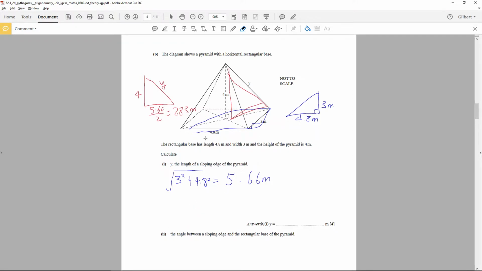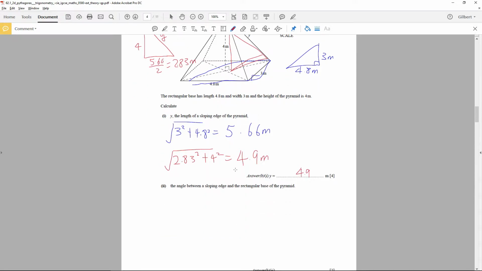Alright, now to calculate the value of y, we will use, again, Pythagoras theorem. Square root of 2.83 squared plus 4 squared. The answer is exactly 4.9 meters. Remember to use your full values, if not you will not get 4.9.